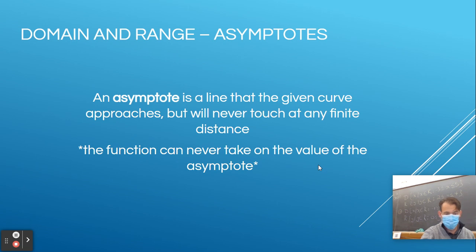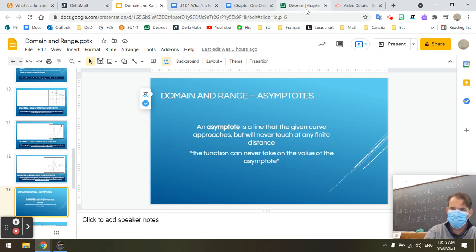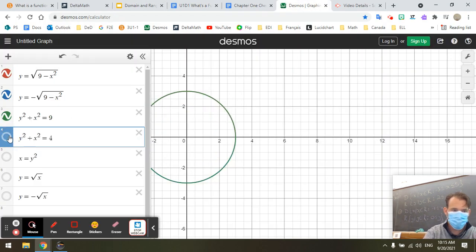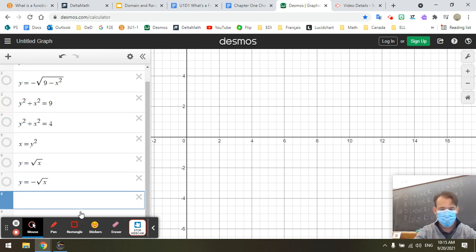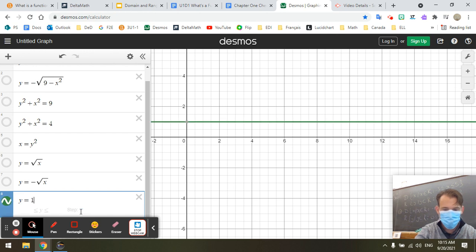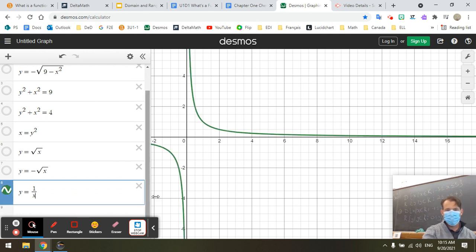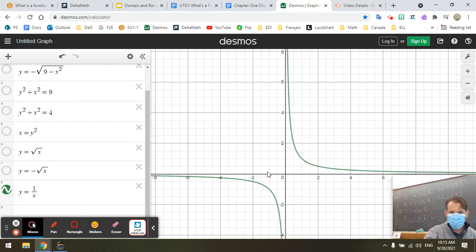Let me give you an example. On Desmos, let me show you a function that we talked about in the morning. y is equal to 1 over x. This is called the reciprocal function. Whatever value of x I choose, y is the reciprocal. x is equal to 0 is called an asymptote of this function, and x is equal to 0 is another word for the y-axis.